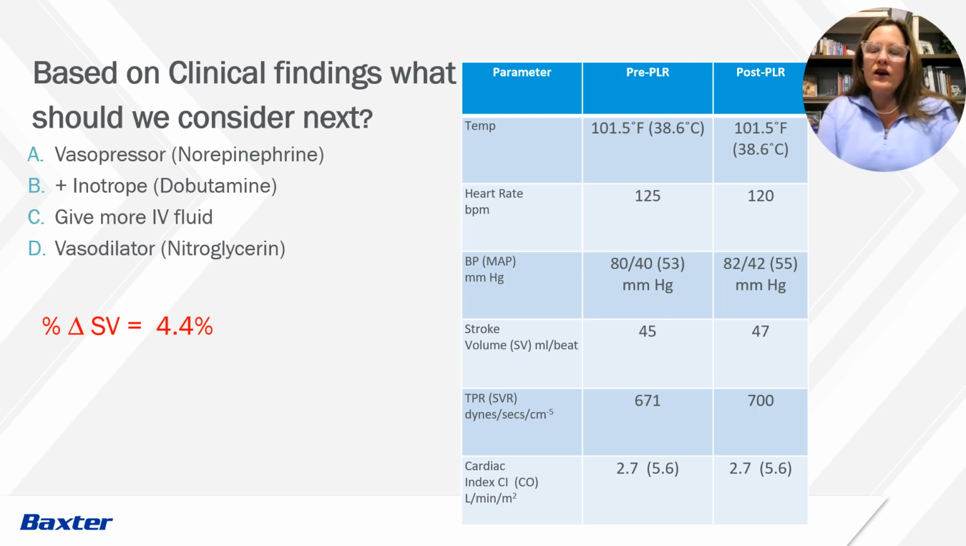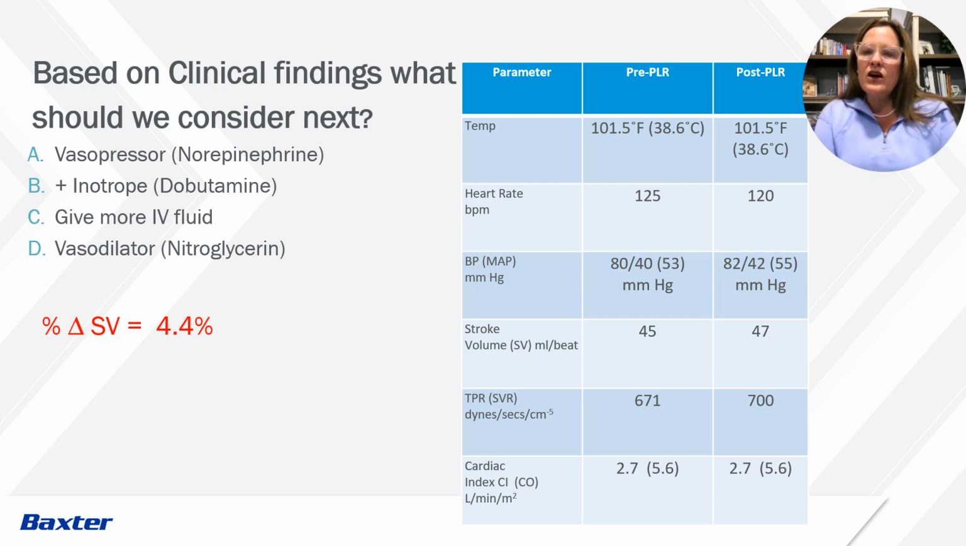Well, let's start with preload. We know that this patient has a low stroke volume, right? So it would definitely warrant a passive leg raise. We did a passive leg raise, and our delta stroke volume change was only an increase of 4.4%. So we know that fluid's not the answer. So we're going to mark off a C, right? We're not going to give more fluid.